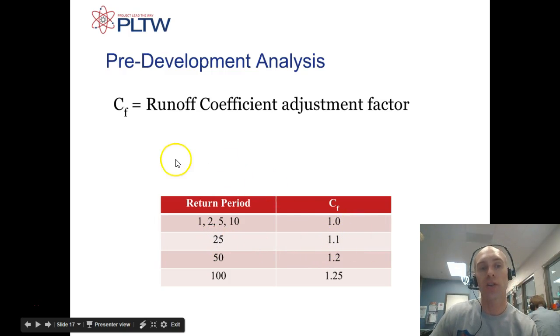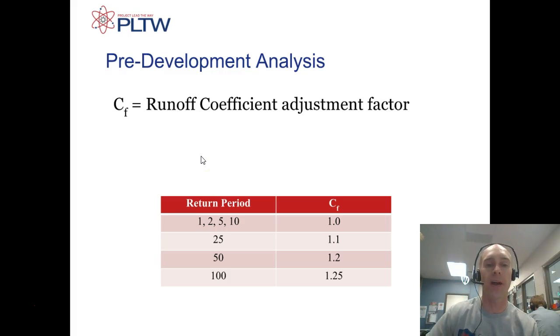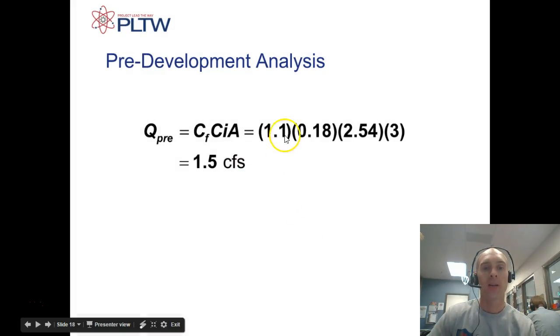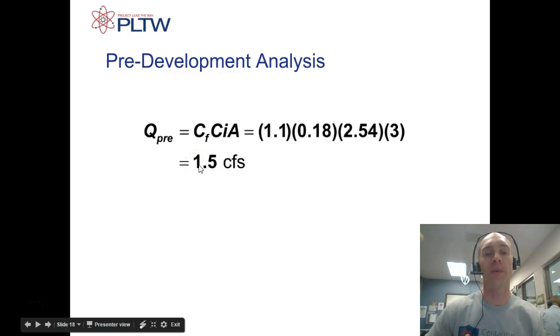That's CF. So you should be recording all these values as you go, and I believe we have all of them at this point. It's 1.0 for a 10-year storm. For a 25-year storm, which is what we did, it's 1.1. So 1.1 for CF. The C value was 0.175, we said it's 0.18. Our intensity from that table is 2.54, and the area was 3 acres. So pre-development, we have 1.5 cubic feet per second of water that's running off.